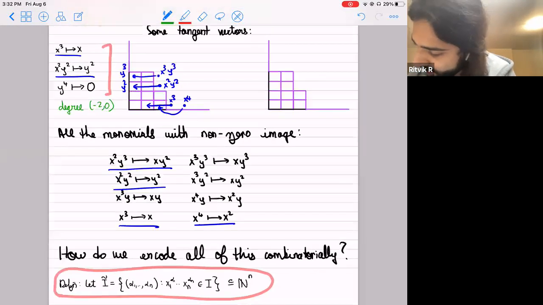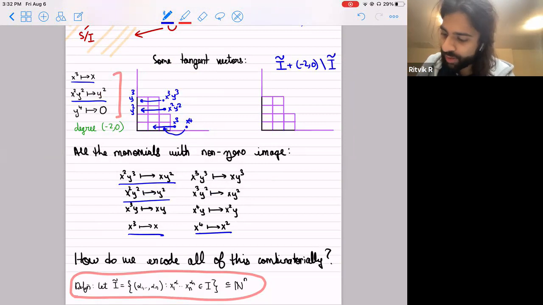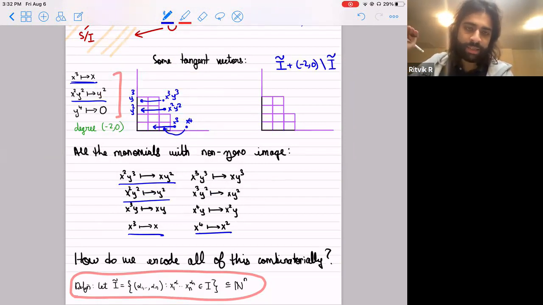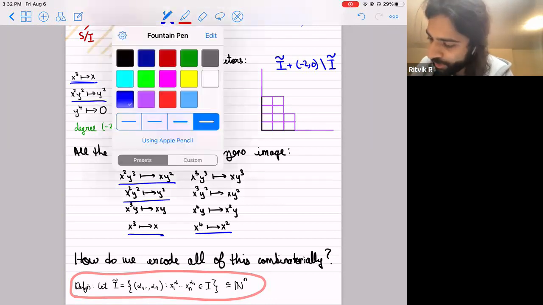And I'm going to do the following. I'm going to take my monomial ideal I and shift it by minus two, zero. So minus two, zero is the degree of this homomorphism. As you can see, everything goes down by 2 degrees in x, and it's the same degree in y. X cubed went to x, x squared y squared went to y squared, y to the four went to zero. So it's degree minus two, zero. And so I'm going to now do the following shift.